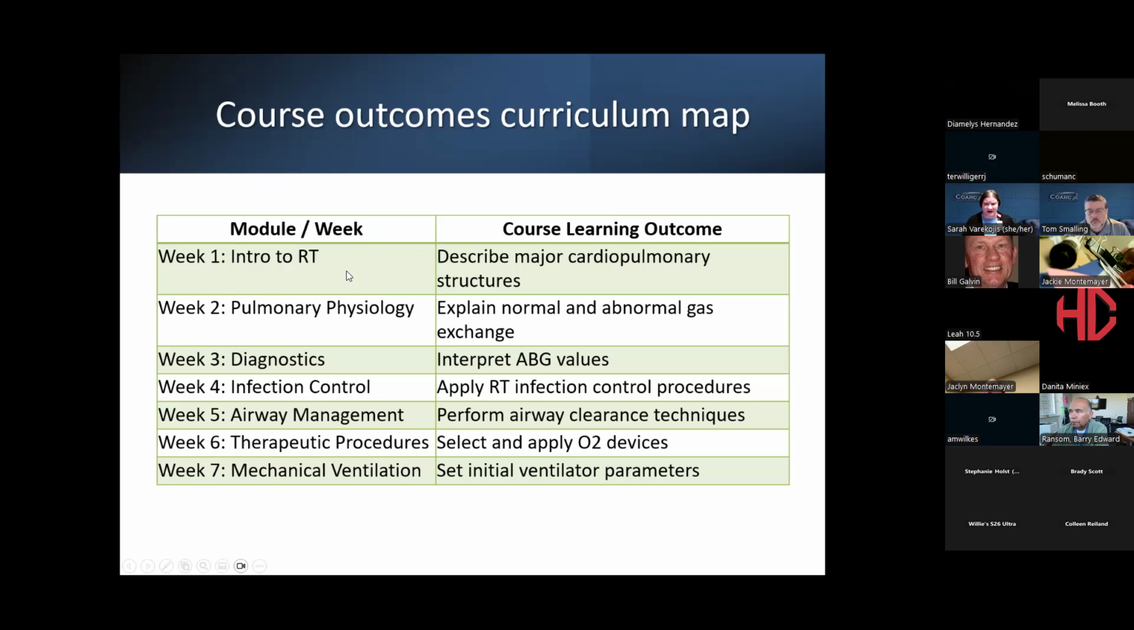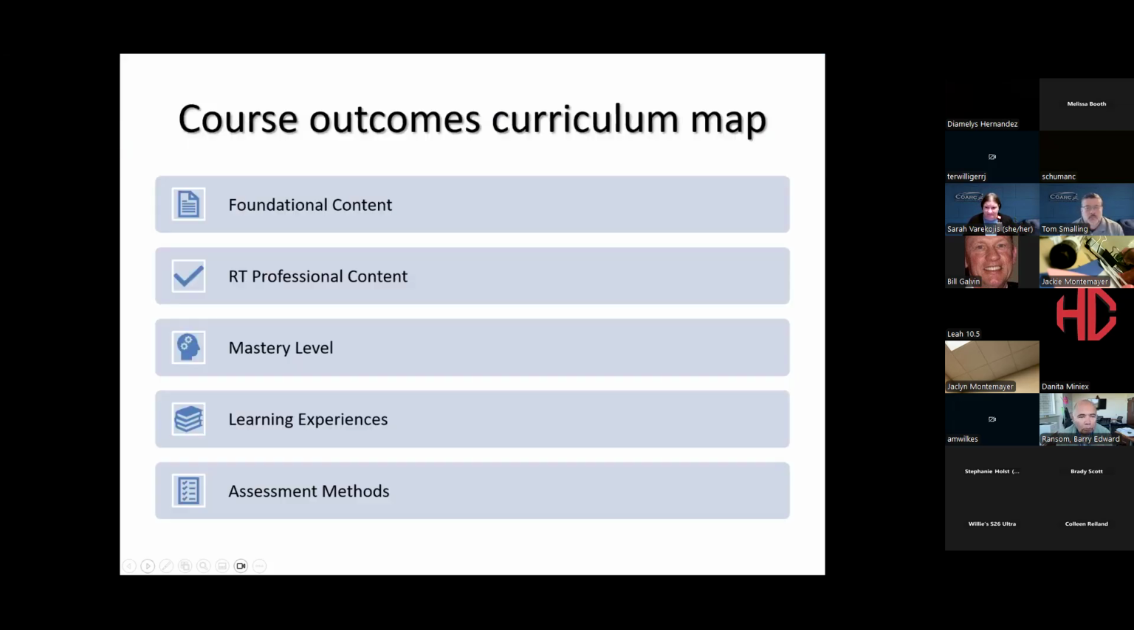So for my intro to respiratory therapy week, my course learning outcome is that the student can describe major cardiopulmonary structures. For week 2, we're moving on to pulmonary physiology, and they can explain normal and abnormal blood gas exchange. Then they can interpret blood gas values. They can apply RT infection control procedures, perform airway clearance techniques, select and apply O2 devices, and set initial ventilator parameters. Again, I know this is unrealistic, but it's to give you an idea of how you would put together this course outcomes map.